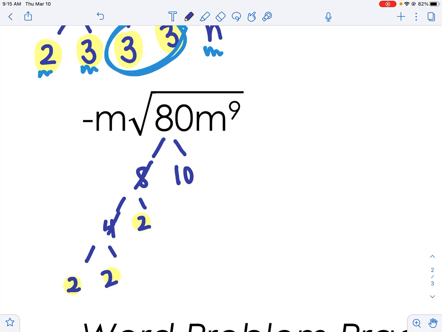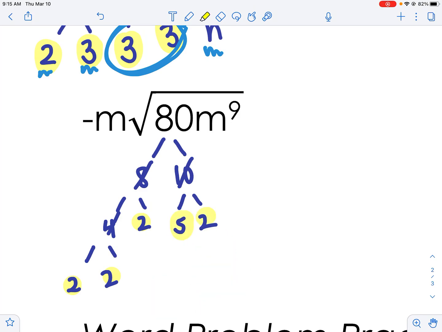Now I'm going to look at the 10. So I'm breaking down each number. So I broke down the 8. Now I'm going to break down the 10, my bad. So 10 would break down into 5 and 2. 5 would break down to 5 and 1. That doesn't help me. 2 is 2 and 1.